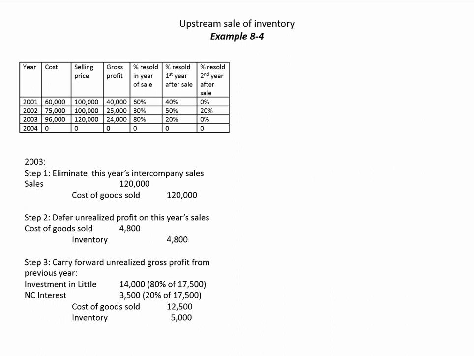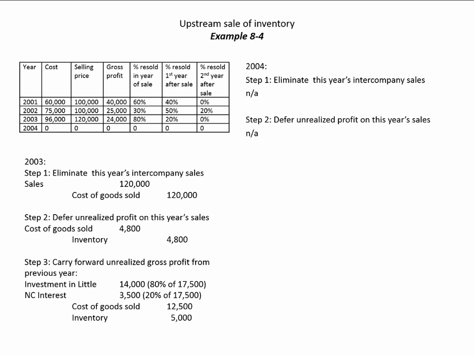Finally, 2004, and I just put the 2003 entries up there just so we can refer to them. 2003, eliminate this year's intercompany sales, not applicable. There were no intercompany sales in 2004. Step 2, defer unrealized profit on this year's sales, not applicable. Again, no intercompany sales, no deferred profit this year.